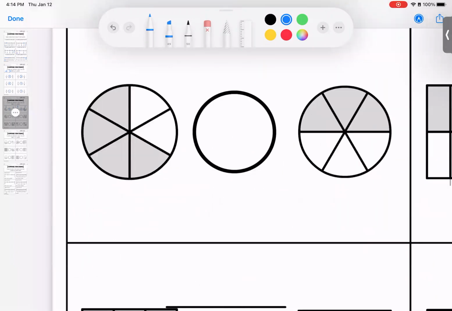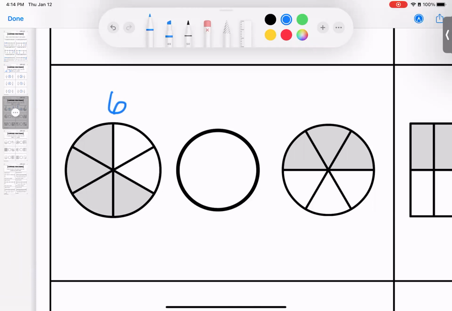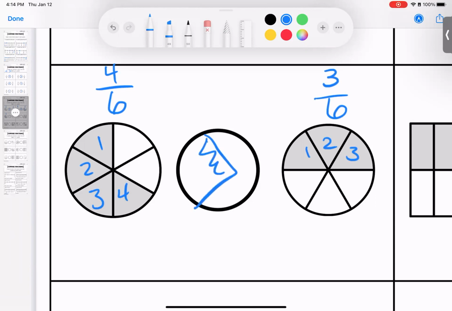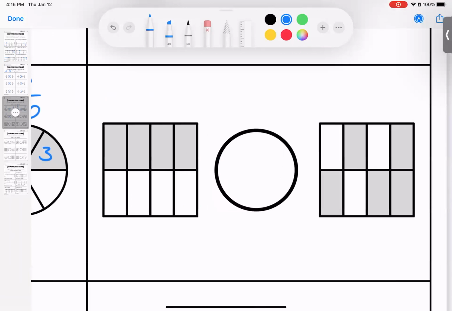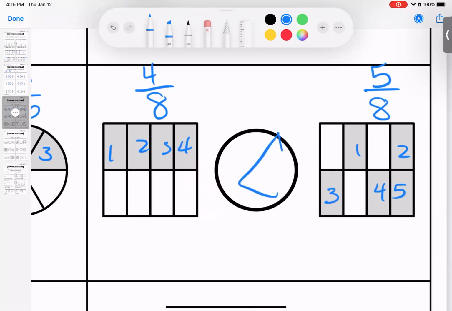Over here, I have a sixth and a sixth. This first one has 4 pieces. This second one has 3 pieces. 4/6 is greater than 3/6. Don't get confused because the shape changed. We're still doing the same thing. I have 8 pieces and 8 pieces. This first one has 4 out of 8 colored. This second one has 5 out of 8 colored. 5/8 is greater than 4/8.